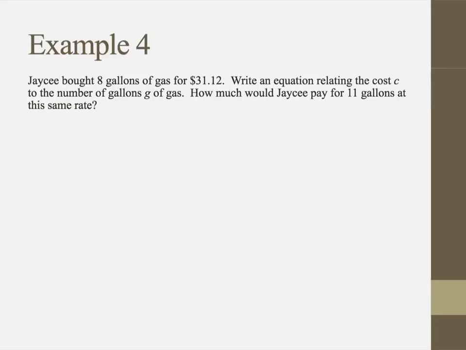It says JC bought 8 gallons of gas for $31.12. Write an equation relating the cost C to the number of gallons of gas. How much would JC pay for 11 gallons at the same rate? Well, again, the first thing that we have to do is find the unit rate. So we're going to do cost C to gallons. Okay, we know that the cost is $31.12, and the number of gallons is 8.